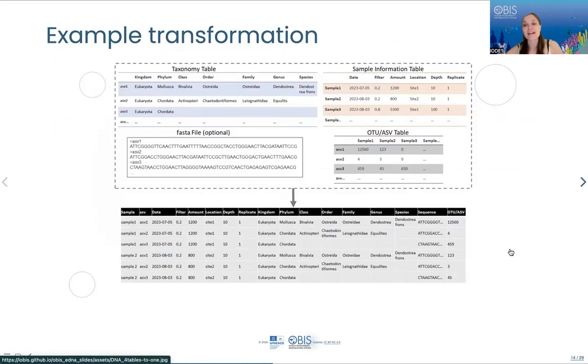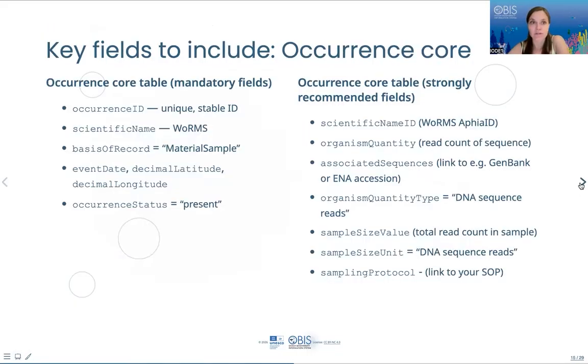So if we look at what this actually looks like, here you have those 4 different tables that are most commonly used: the taxonomy table, the sample information table, the FASTA file, and the OTU ASV table. And what you basically do is you put all of those ASVs in each sample onto their own row, and you fill in all the information in one row for that ASV in that sample. So then these become the counts that you have in your OTU ASV table. Here we have just random column names. So basically the next step is then mapping those column names to the correct Darwin Core vocabulary.